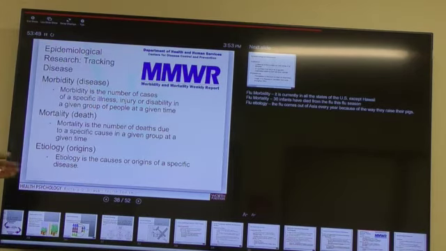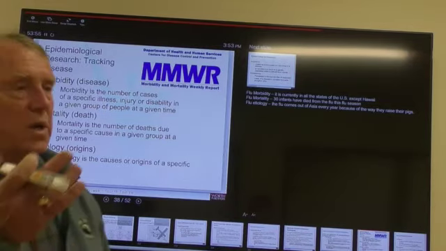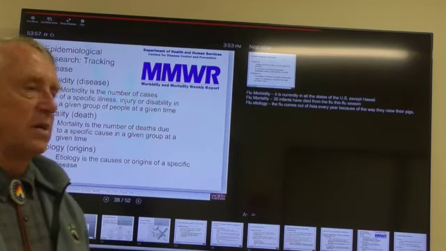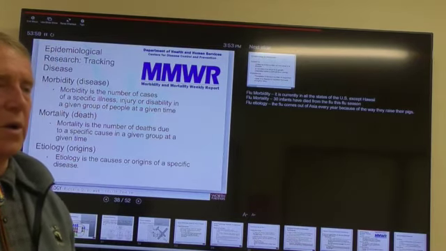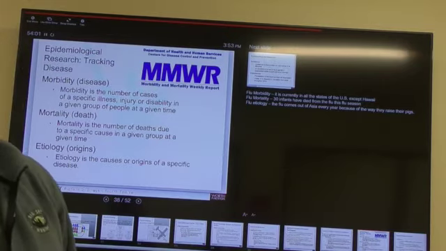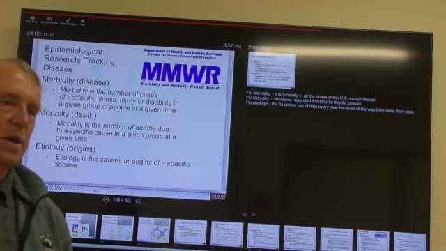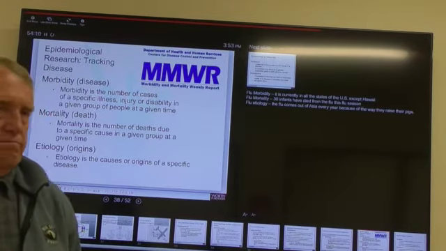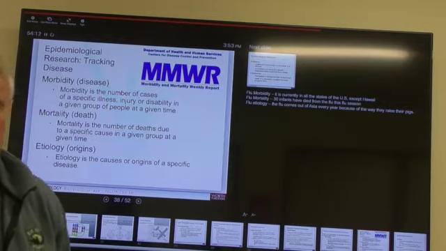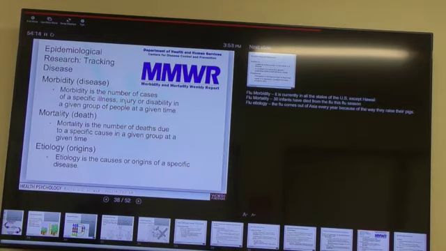Mortality, of course, has to do with death. Etiology is the causes or the origins of a specific disease. And of course, we had to figure out why life expectancy was so low among American Indians in that area, especially when there were a lot older American Indians on the reservation than there were white people out there. But they just weren't dying in automobile accidents like the native kids were.